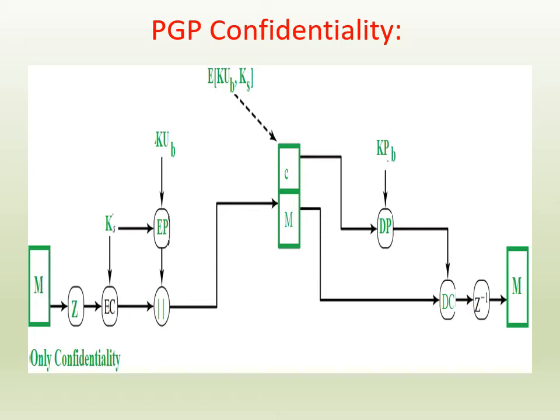PGP provides a confidentiality service as shown in the diagram. The message is first compressed and a 128-bit session key is generated by PGP. It is used to encrypt the message through symmetric encryption. Then the session key itself gets encrypted through public key encryption using the receiver's public key. Both the encrypted entities are now concatenated and sent to the receiver.